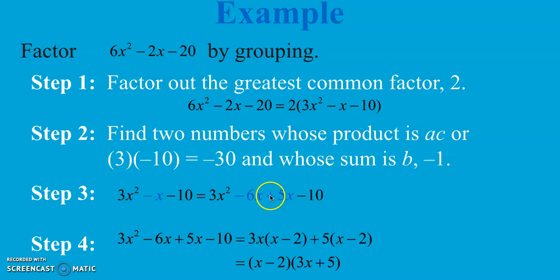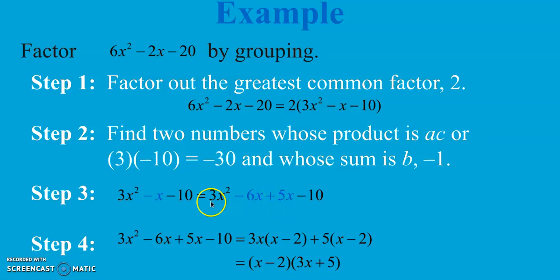So when you work it out, you can do the table just like the previous one. If you need to go back and watch the video, show the table. I get a negative 6 and a positive 5. 6 times 5 is 30, so whew, that worked. Negative 6 plus 5 is a negative 1. It works. So instead of my b here, the negative 1, I replace it with my two factors, and then I do factor by grouping.